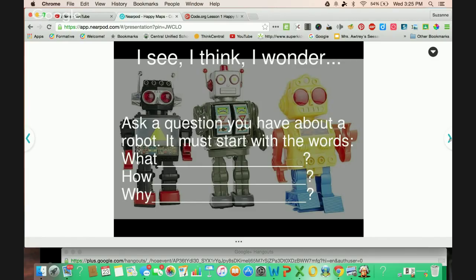Class. Boys and girls, some of the questions that I heard when you were talking to each other is, what is a robot? And how can I program a robot? And so I have written those questions on the whiteboard, and we will be talking about them as we are doing our code.org lessons. And as you have more questions, we will add to our list.